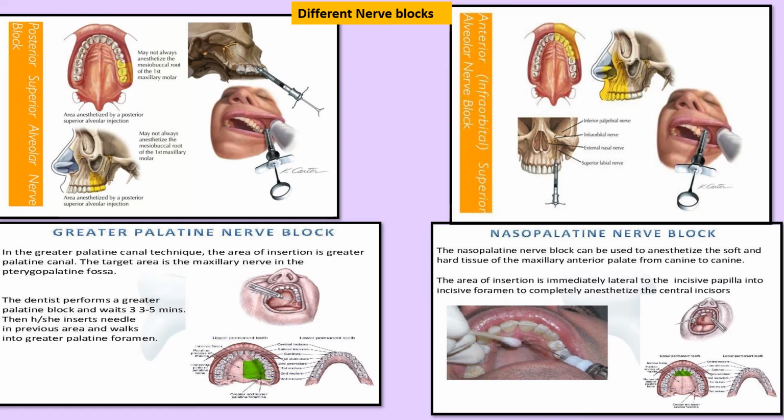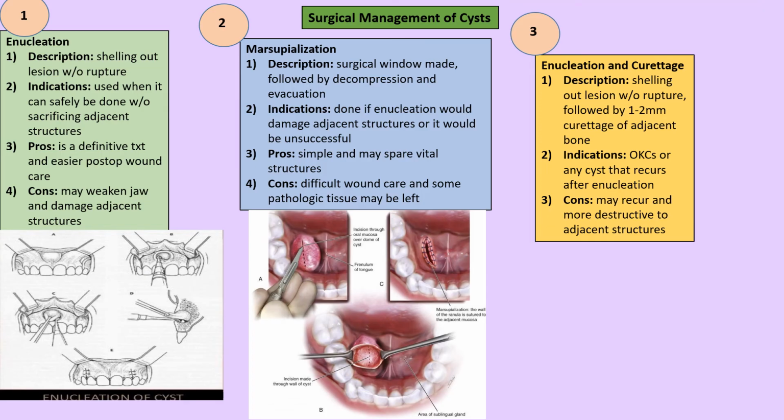So these are the different types of nerve blocks that you can see in the picture. The most important thing is that we should know the landmarks, so where they are exactly given. It is further given in my notes, and we can also see it from the picture.